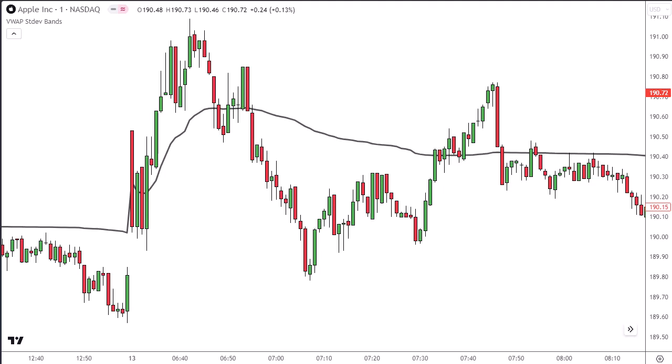VWAP trading strategy. One of the best day trading indicators that you should be aware of. And I'm going to give you a little extra secret sauce. Hang in there for about 3 minutes, and we'll get to the secret sauce.